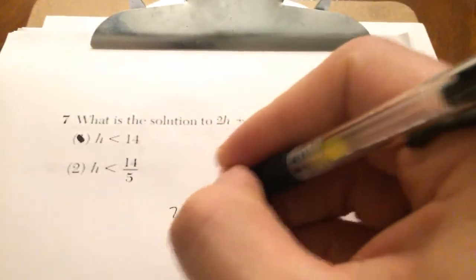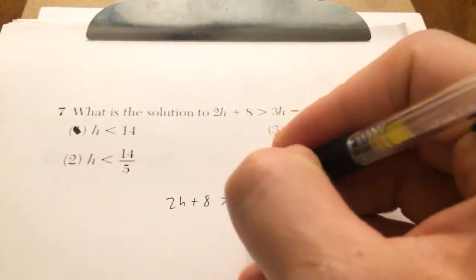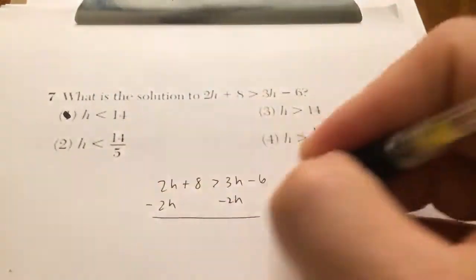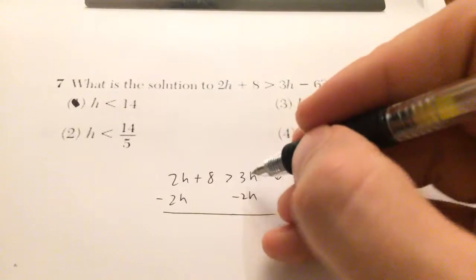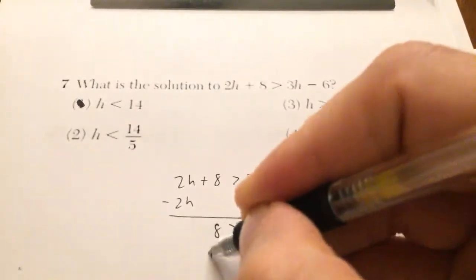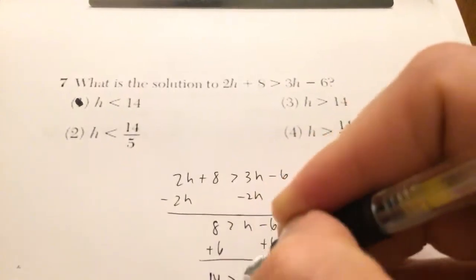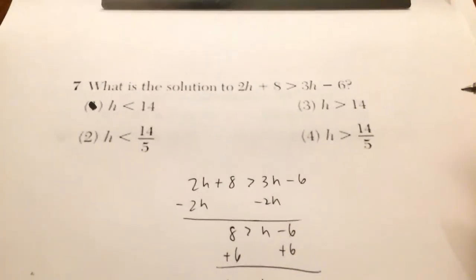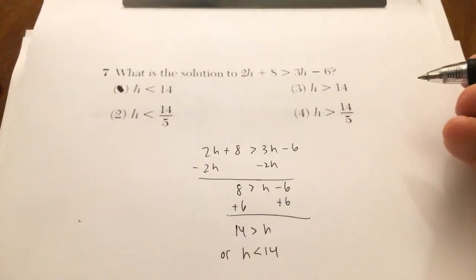Number 7 is asking you to find the solution. Since this h term has got a bigger coefficient on the right, I bring this over and I add 6 to this side. I get 14 is greater than h, or h is less than 14, which is choice number 1.